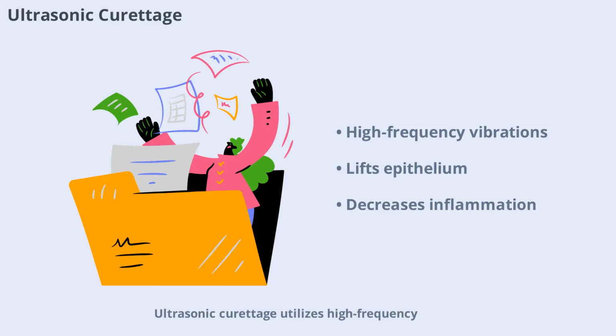Ultrasonic curettage utilizes high-frequency vibrations to disrupt tissue continuity, lift the epithelium, and alter fibroblast nuclei. This results in decreased inflammation and improved healing. The ultrasonic method is particularly useful for patients with moderate to advanced periodontal disease, offering a less invasive and efficient alternative to traditional mechanical curettage.